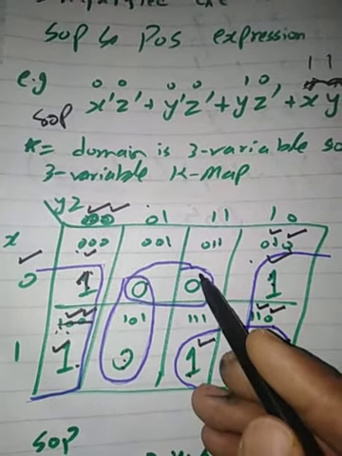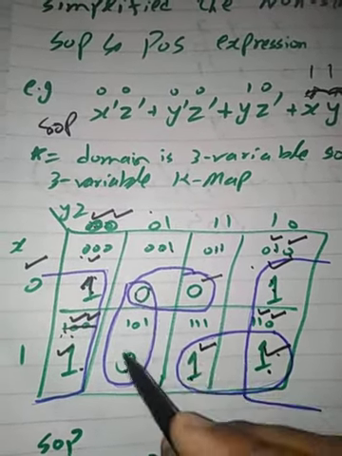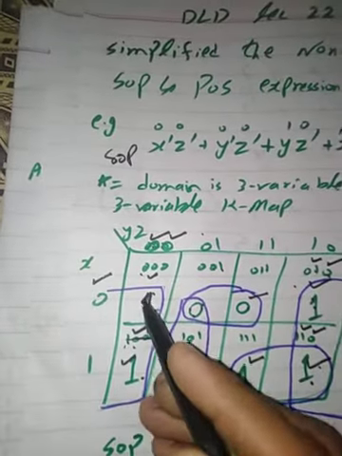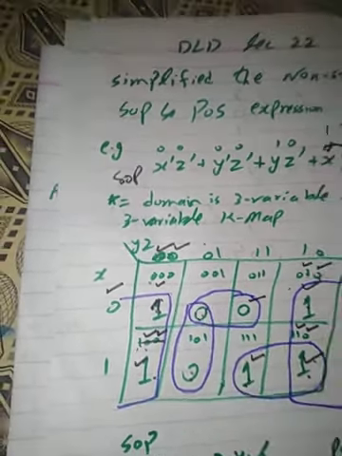But how to make a pair of this? I can make a pair of this 0 with this pair. This 0 is used in both pairs. There is not much of a problem. You can use any 0 again. Like, suppose there was a 0 here, you can again use this 0.